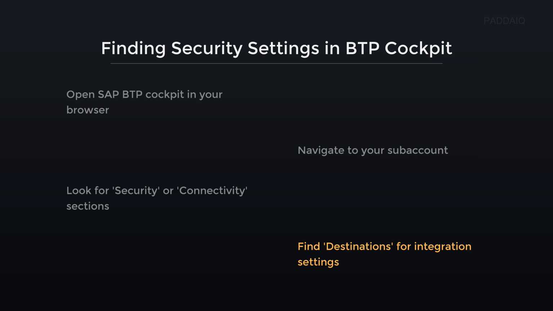Find destinations for integration settings. This means locating where you define connections to external systems, like APIs or databases, so your apps can securely exchange data. For example, to let your app fetch weather data, you'd set up a destination pointing to the weather service. This step is essential for enabling seamless and secure communication between your BTP applications and other services.